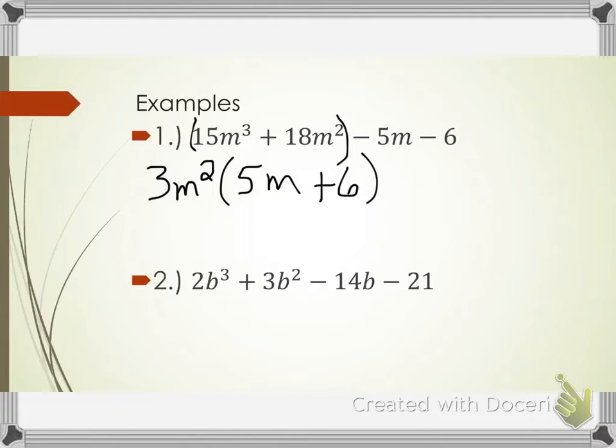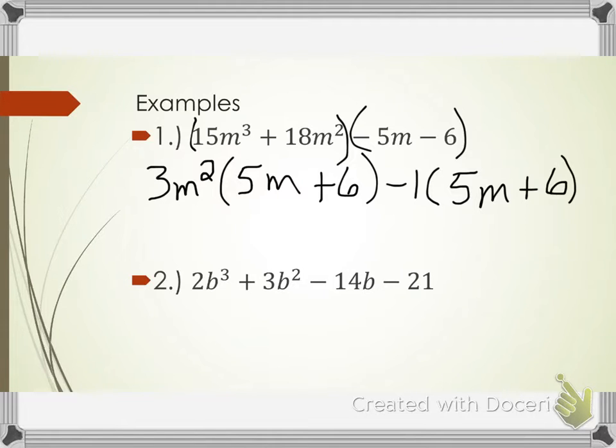Right? Okay. So I'm going to group my last two terms together as well. Anyone notice the GCF between those two? Is it 1? Not just 1. Negative 1. They're both negative, correct? So I can factor out a negative 1. Negative 1 times what would give me negative 5m? 5m. Everyone okay with that? Negative 1 times what would give me negative 6? 6. Everyone see that?